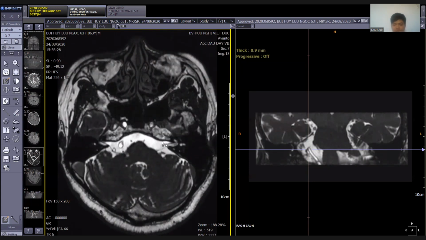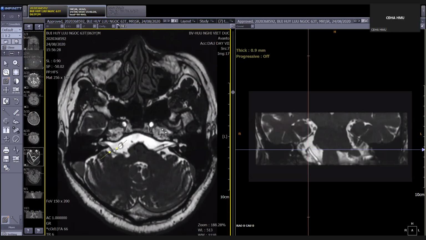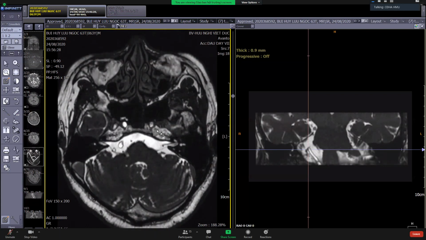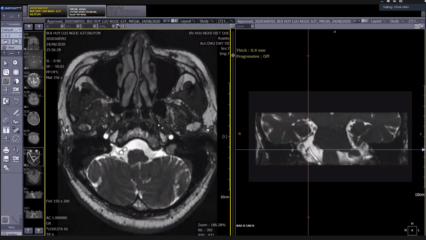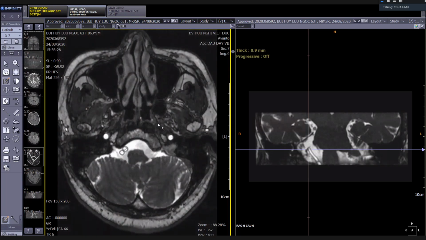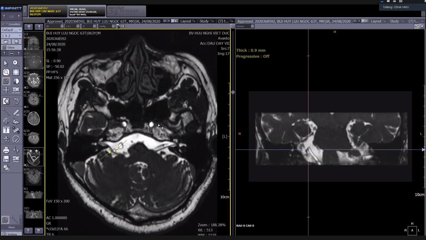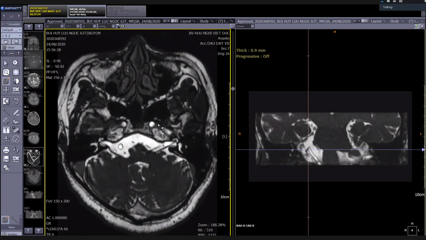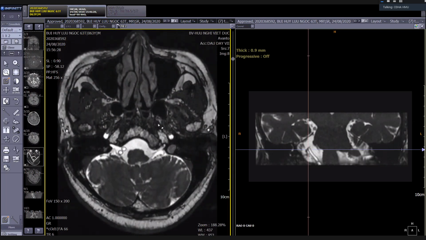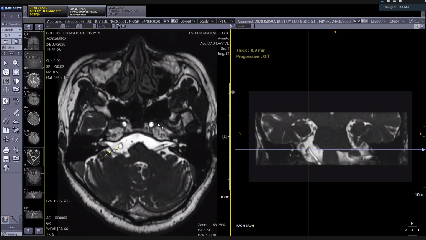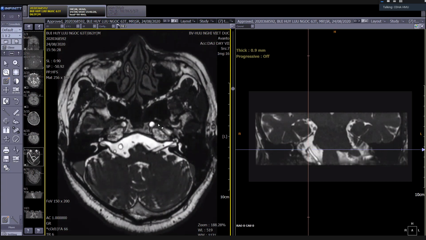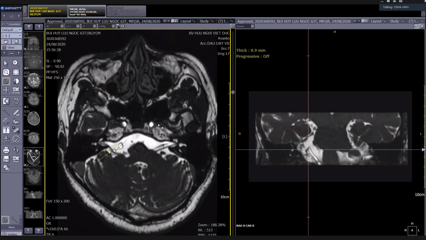Okay, clear. Can you go down? Okay, so today we can see that the left and the right vertebral arteries come from the same side, right? Deviation. And the right vertebral artery is compressing the facial nerve, ipsilateral.